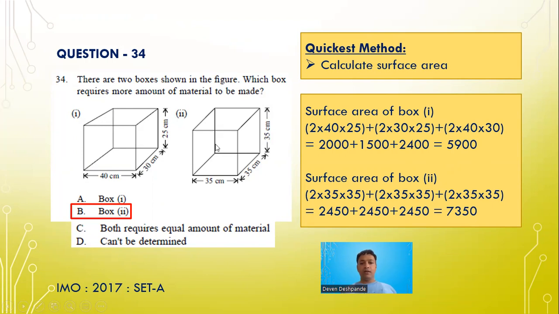Surface area of 1. Surface area of 2 will be 2 into 35 into 35, 2 times this, top and bottom. All the faces are 35, so it will basically be 6 into 35 into 35. So 2450 plus 2450 plus 2450 will be 7350. So the surface area of box 2 is more than 1, so box 2 will require more material to be made.